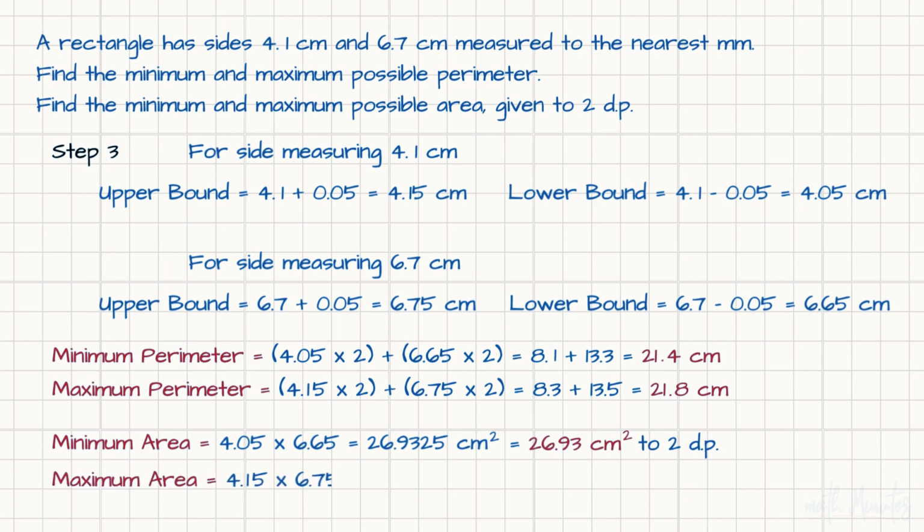Now, to find the maximum possible area, we use the highest possible values that the sides of the rectangle can be in our calculation for the area. 4.15 times 6.75, which equals 28.0125. We round this to 28.01 centimeters squared.